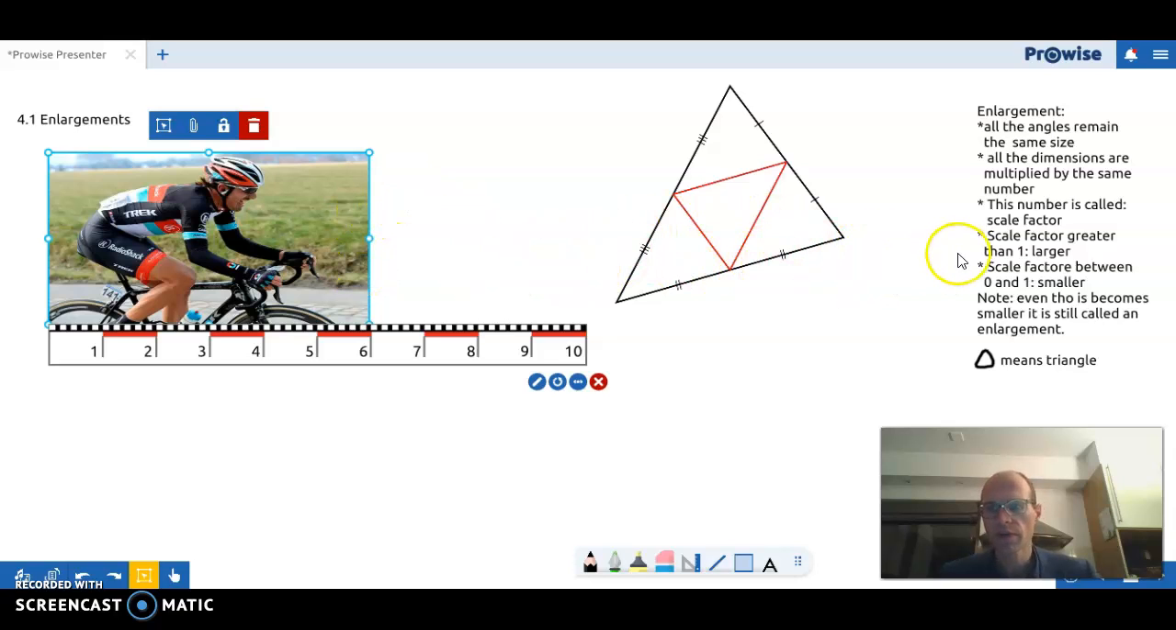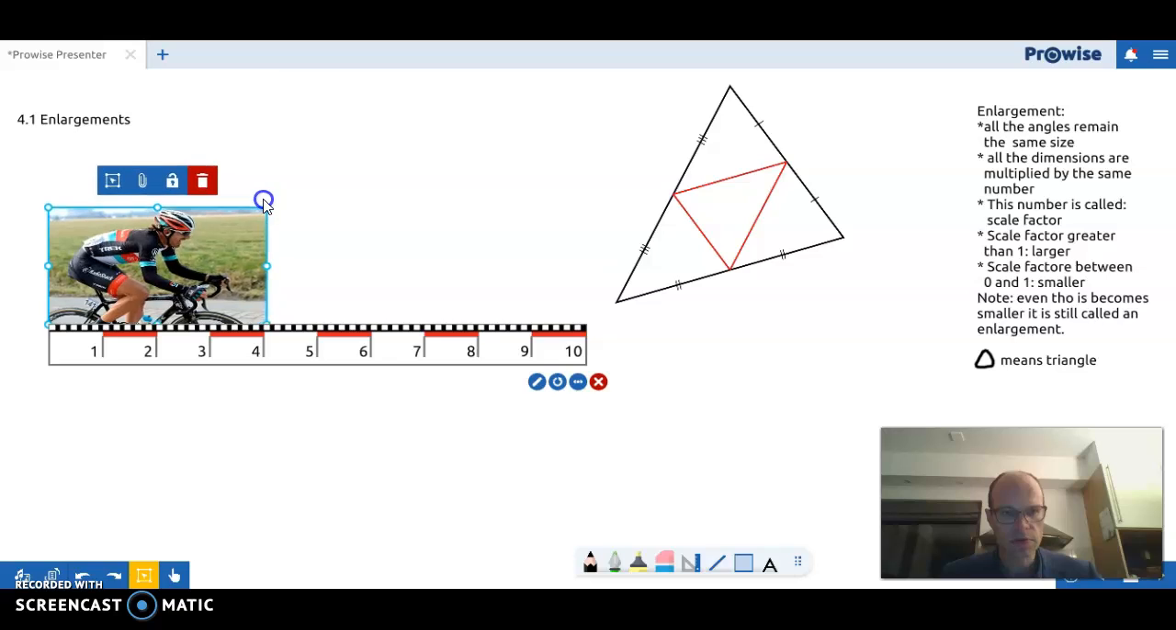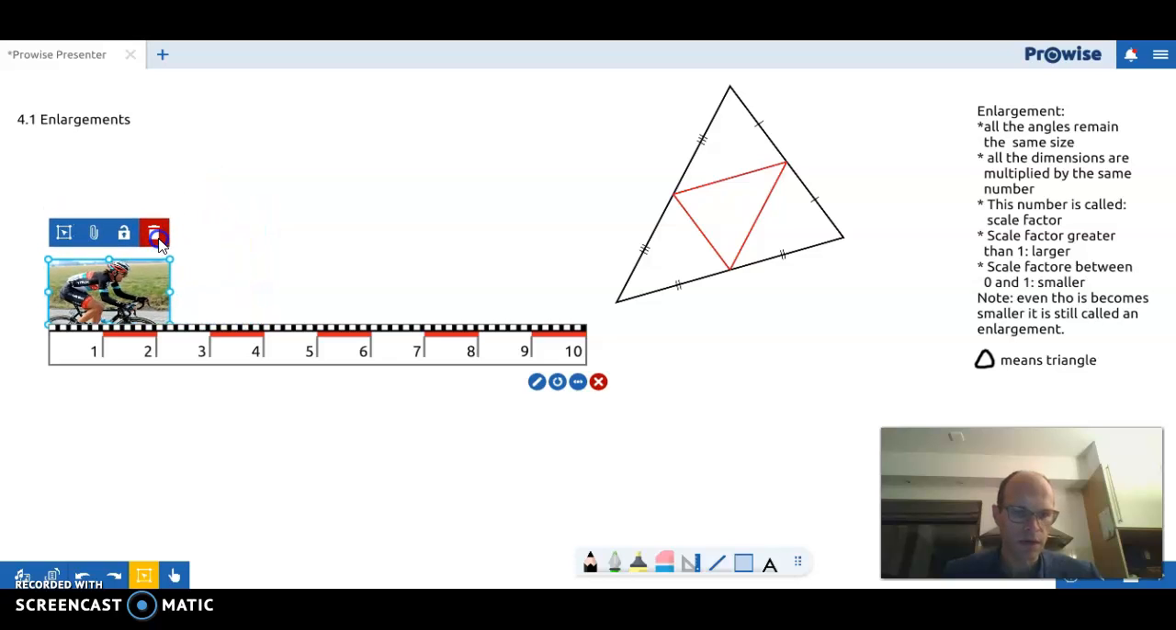The scale factor is greater than 1, so it becomes greater. It is an enlargement that becomes greater. I could also multiply it by half. Then it goes from 4 to 2. It is still an enlargement, but the scale factor is between 0 and 1, so it is smaller. So this is an enlargement that becomes smaller.